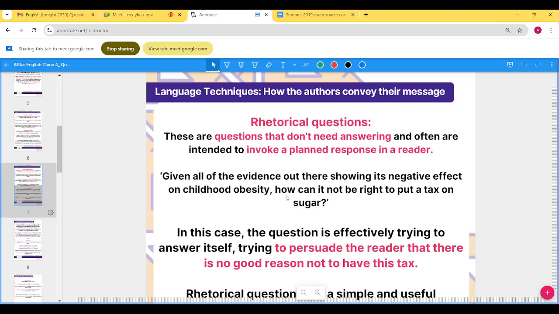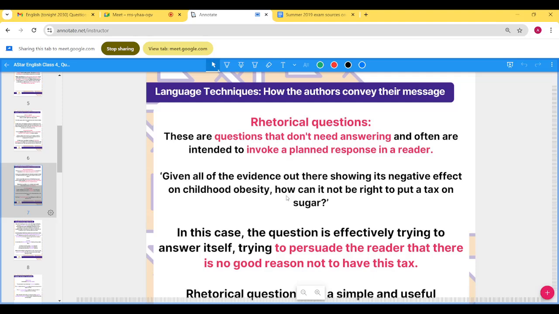Now, another technique definitely worth questioning, rhetorical questions. A rhetorical question is a question that doesn't need answering. Often it's intended to evoke a planned response, again, to persuade a reader of something. So we've got an example here. Given all of the evidence out there showing its negative effect on childhood obesity, how can it not be right to put a tax on sugar? So this is shaped like a question, but it's basically saying it's not right. It's not really a question. It's just saying we need to put a tax on sugar. So it's an idea in the form of a question.